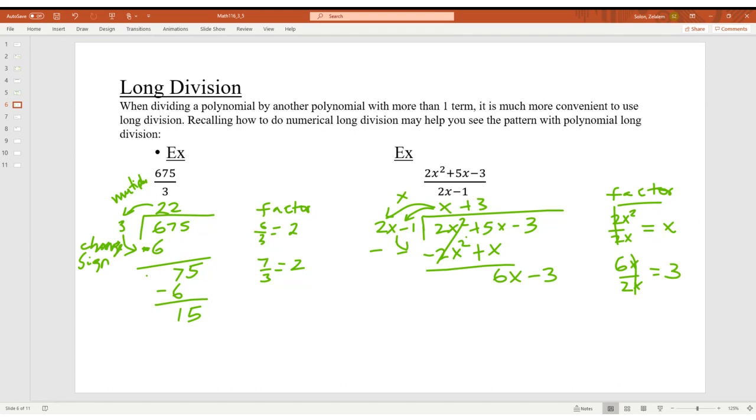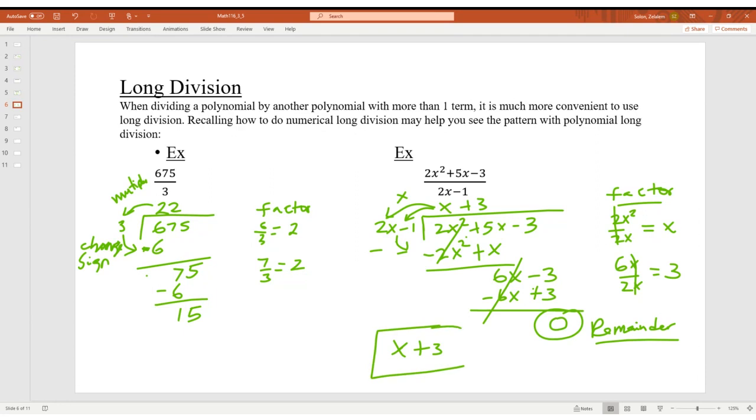And back multiply. 3 times 2x is 6x, and we switch the sign. It becomes minus. 3 times negative 1 is negative 3, and we switch the sign to plus 3. So 6x minus 6x is 0. It will cancel out. Negative 3 plus 3 is 0. So this number is called the remainder. And this is the quotient. X plus 3 is the quotient. So Q for quotient.